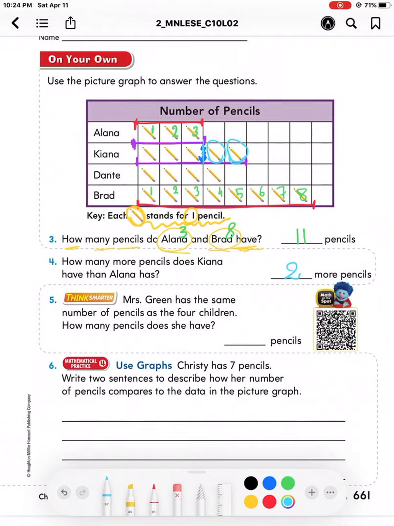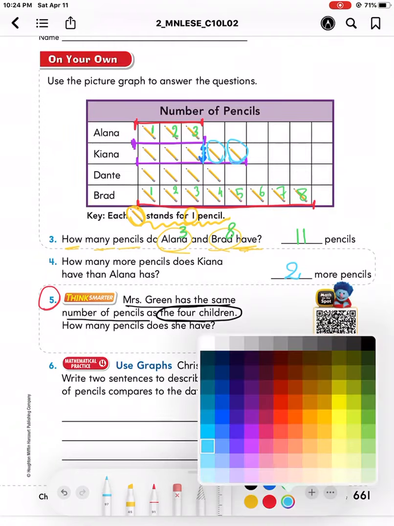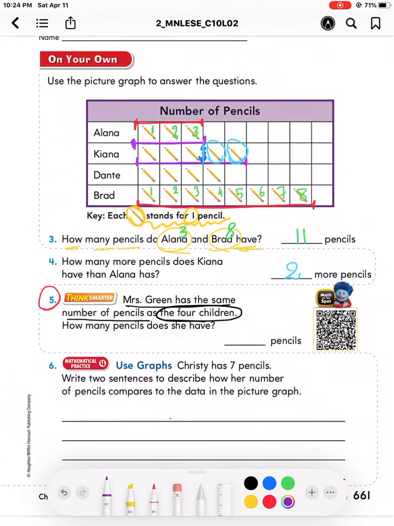Now it says Mrs. Green in this question here, think smarter. It's saying Mrs. Green has the same number of pencils as the 4 children. So Mrs. Green here has the same number of pencils as the 4 children. So we have to add all the numbers of pencils for each child. Now let's do it together.